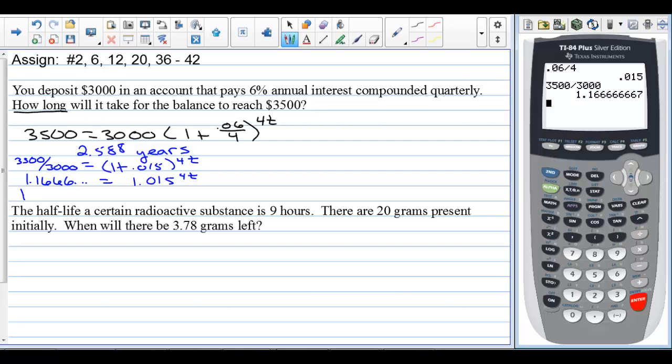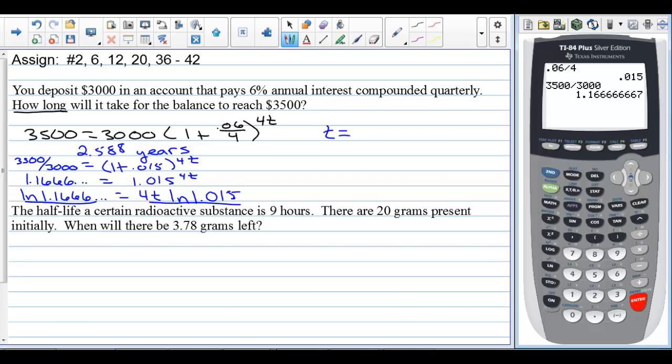Then you can take the natural log of both sides. And what that allows us to do is bring the 4t down. Natural log of 1.015. Now you can pick any log you want, but if given a choice, I usually just pick natural log. We have this property that says if you take the natural log, you can bring the power down in front. So now the variable is not in the exponent anymore. And you can divide both sides by 4 times the natural log of 1.015.